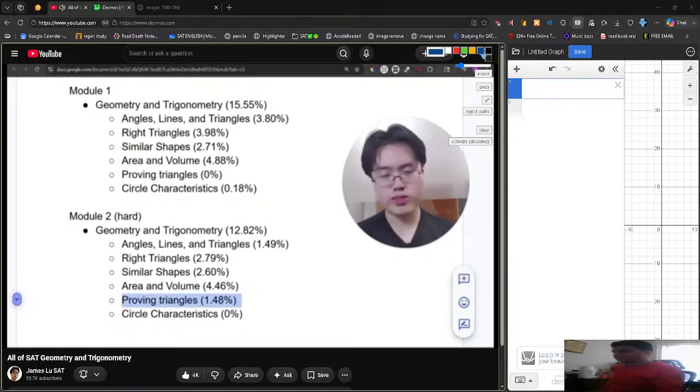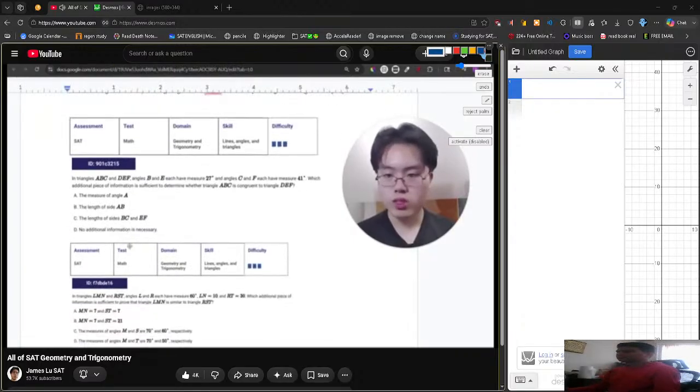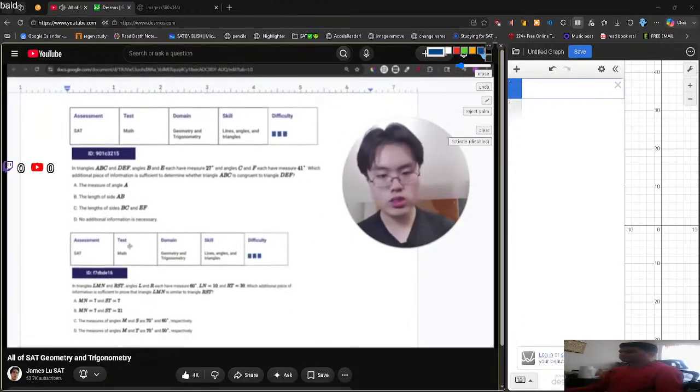But they're kind of a niche thing that you just have to know what to do. If you don't know it, then you're going to get the question wrong. But if you do know it, it's pretty simple. Okay, so for proving triangles, the main thing is proving congruency and proving similarity. So I'll go over this.